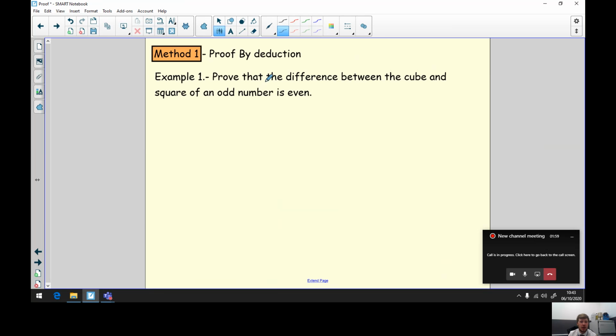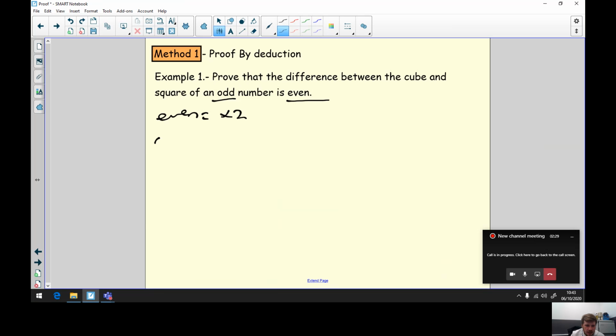The first type of proof, and the main one that we'll be looking at, is proof by deduction. Prove that the difference between the cube and square of an odd number is even. In order to do this, we first need to define what an even number is. An even number is something which is a multiple of 2, and that is some awful handwriting. It's something which was multiplied by 2, and we need to prove that the difference between the cube and the square of an odd number is even.